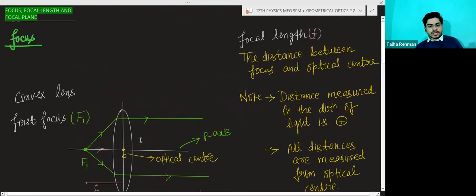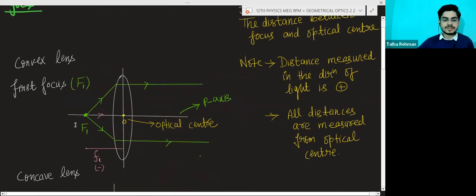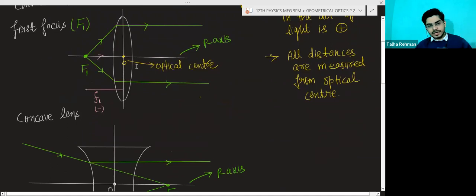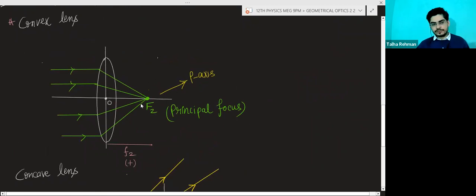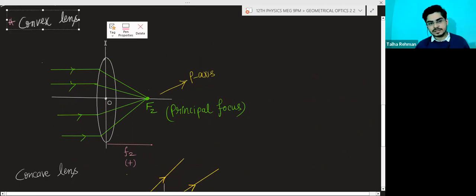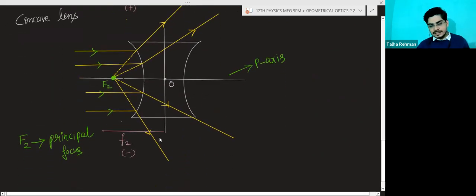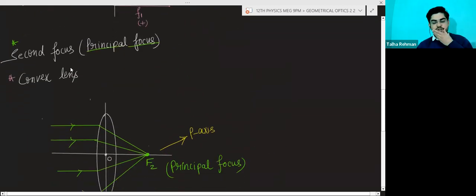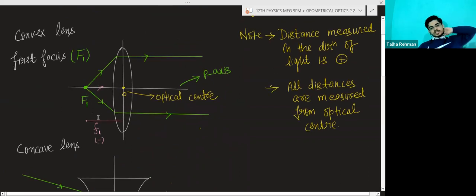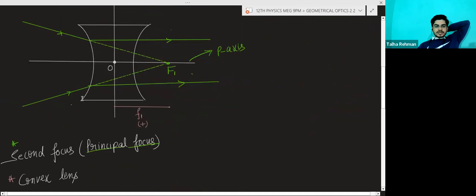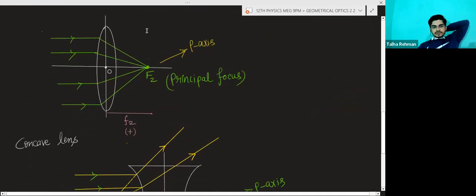But if you are talking about the first focus and the second focus, for a minute just forget those two. Remember these two. If the focal length of a lens is positive, then it will be a convex lens. If the focal length of a lens is negative, then it will be a concave lens. In this way you have to remember. This will also be the focal length, but we define focal length in this way.